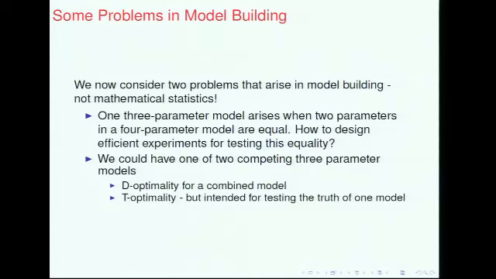One problem is that one 3-parameter model arises when 2 parameters in a 4-parameter model are equal, and chemists wanted to know how to design efficient experiments for testing the equality of these parameters. And another problem is they didn't quite know what the mechanism was. They had 2 competing 3-parameter models. How would one then discriminate between them? And we explored two possibilities, one involving d-optimality, the other t-optimality.